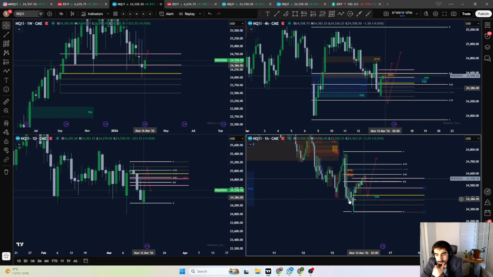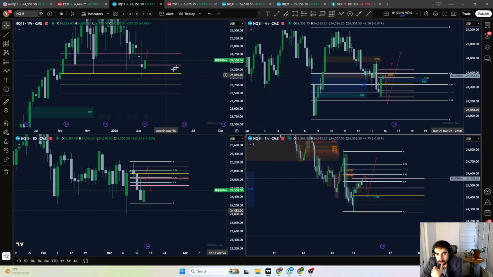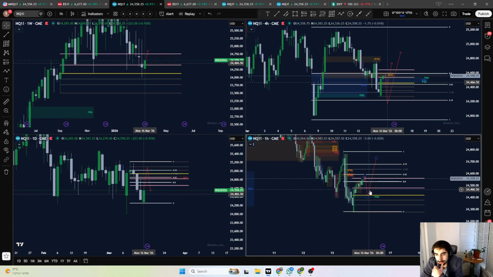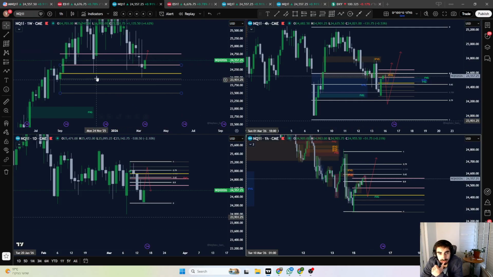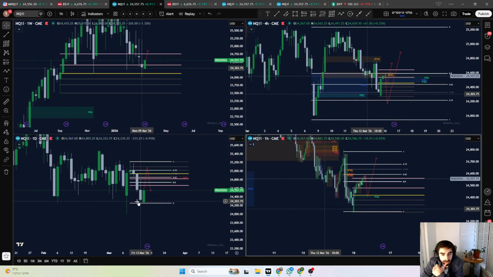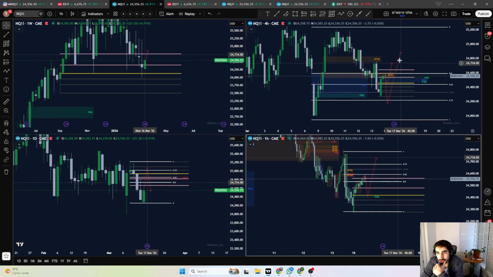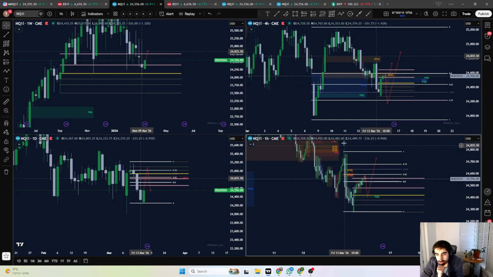So the best move that we would like to see today is going down, taking Asia lows, then going up, giving mitigation to the hourly CSS, the 4 hour CSS, and the weekly CSS, entering the 1 day CSS. About liquidity. The liquidity that we are aiming to take today is the lows here.